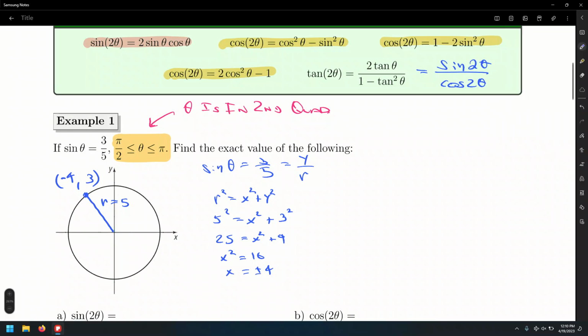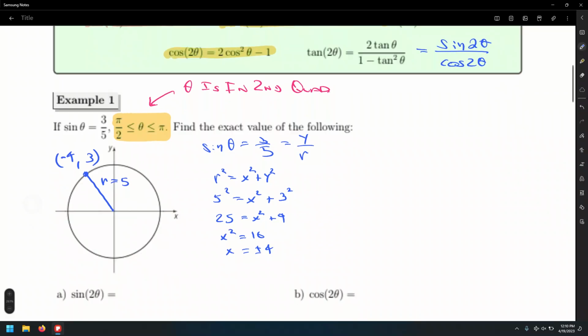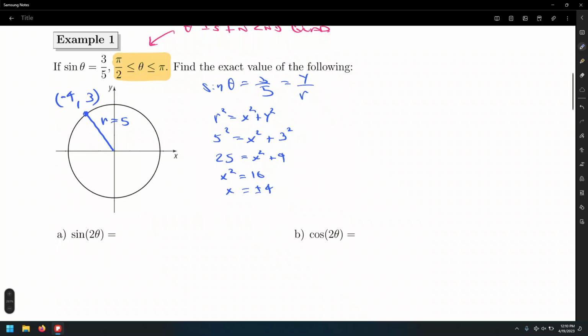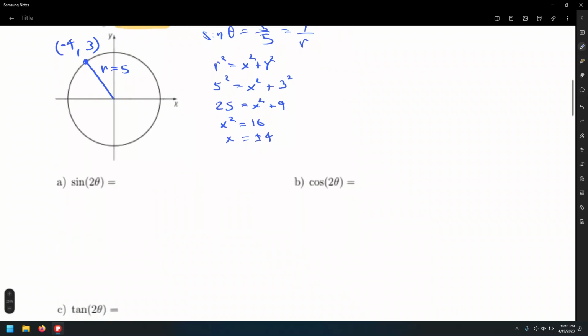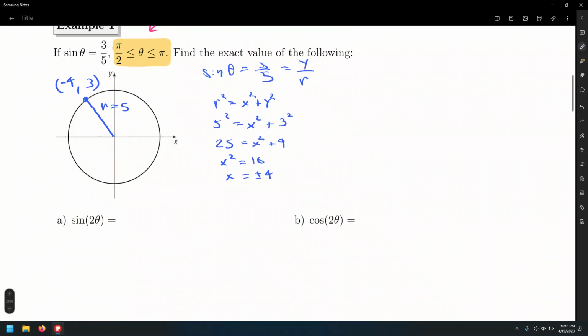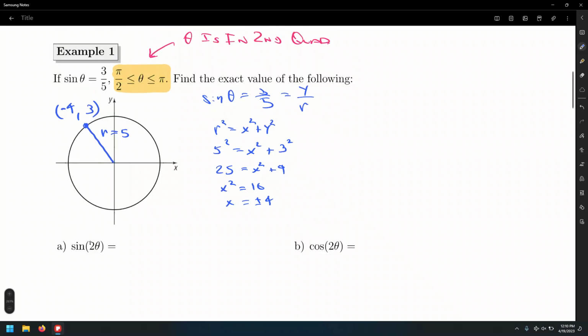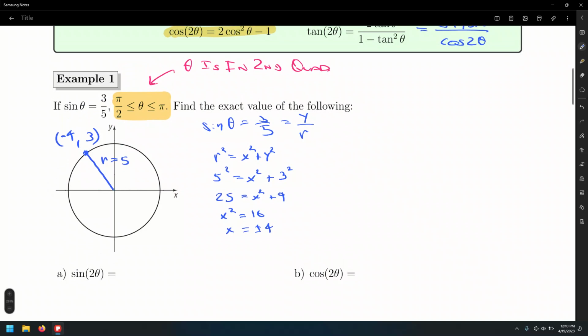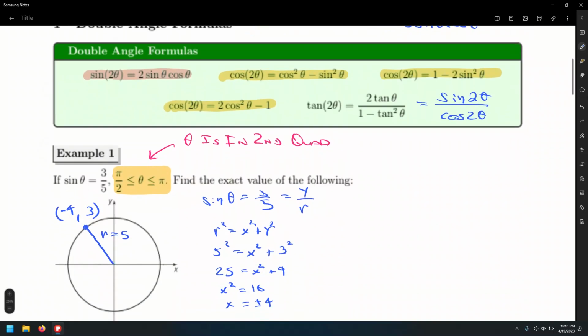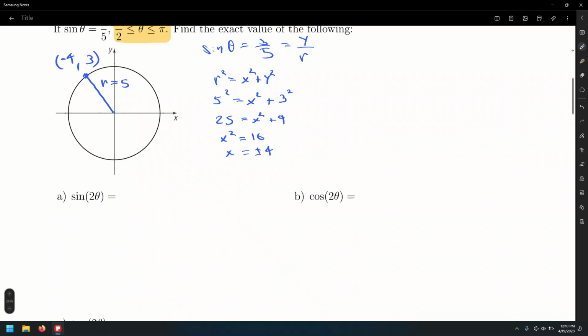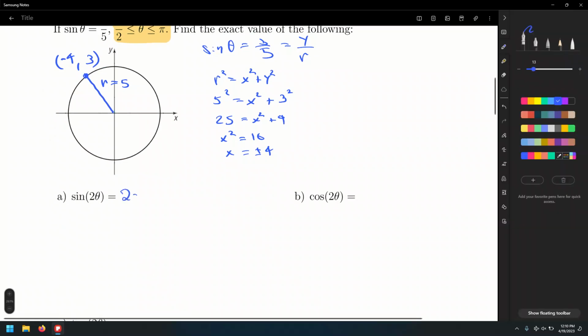I think we have all the information that we need to evaluate these three functions. They're asking us to evaluate sine 2 theta, cosine 2 theta, and tangent 2 theta, the three of them. What are we going to do to evaluate this? They're asking us to evaluate sine 2 theta, however we're given sine theta, not 2 theta. That's why we're doing these conversions. We're going to use the identities here to evaluate this function. So that's 2 sine theta cosine theta, the identity for the double angle for sine.